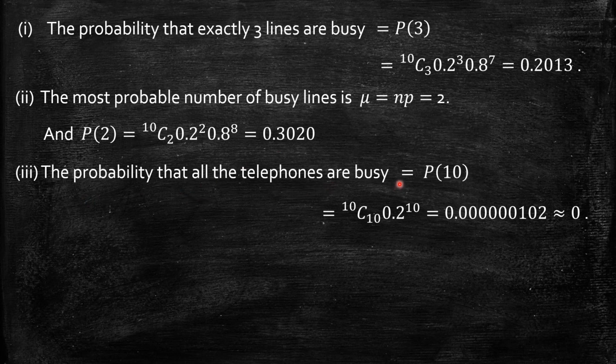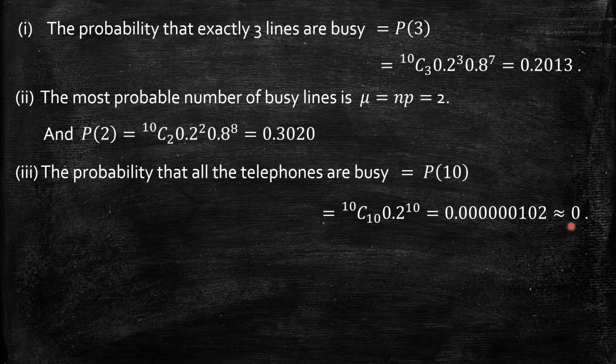The one more problem we have is the probability that all the telephone lines are busy. Since there are 10 lines, probability of all lines busy means p of 10. Substituting that, which gives 10C10 0.2 power 10 into 0.8 power 10 minus 10, which is 0, so that is 1. So I have 10C10 into 0.2 power 10, which is almost close to 0. So the probability that all telephone lines are busy is 0, an impossible event.